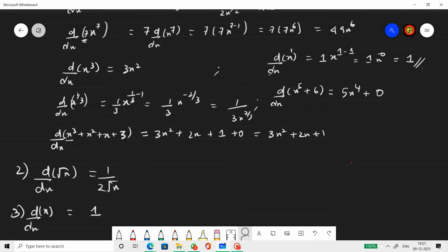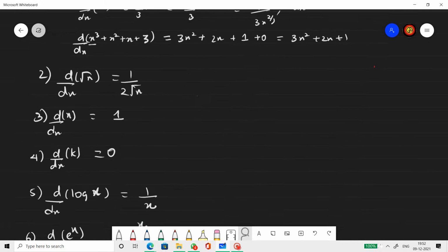Last example, differentiation of x cube plus x square plus x plus 3. Differentiation of x cube, I've already done it above, I'm doing it again. 3x square. X square differentiation is 2x because power comes down, power minus 1. X differentiation is 1 and 3 differentiation is 0. So the answer of this is 3x square plus 2x plus 1. So these are all differentiation of algebraic functions.